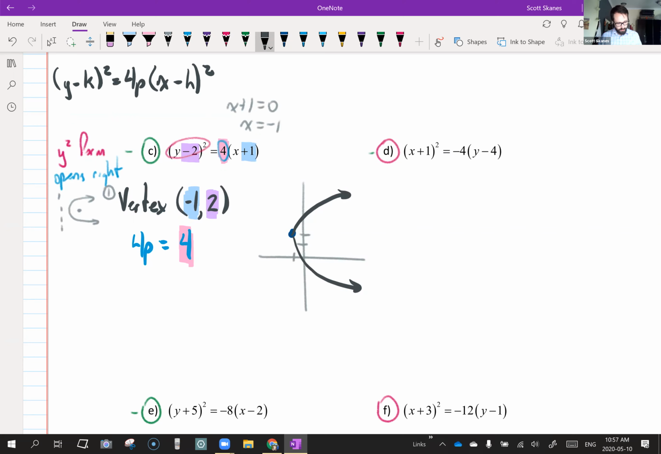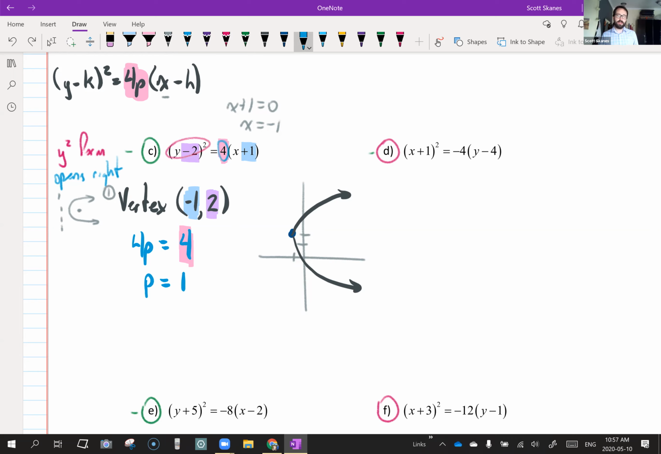So instead of just thinking about it generally, I can say the thing in front of that linear term, the thing in front of that x, the one that's not squared, must be my 4p. That constant in front of those brackets is my 4p. So it equals 4 in this case. I solve it: p must equal 1. You can just divide it by 4 every time. Take that number you see here, in this case 4, divide it by 4, and you get your p value.